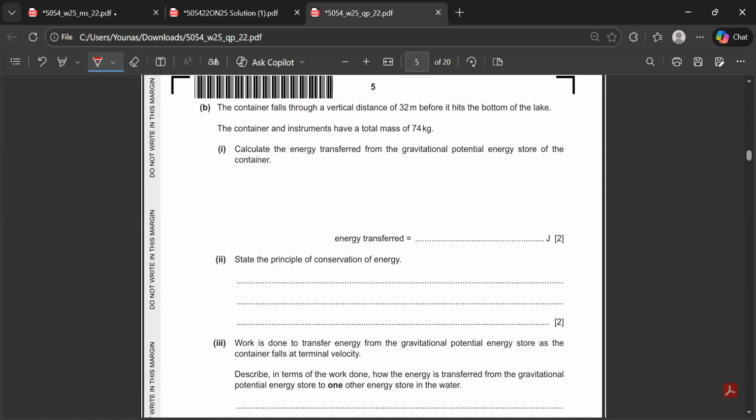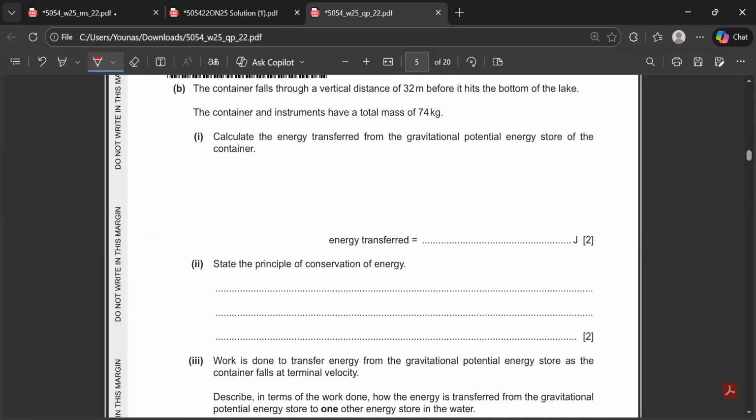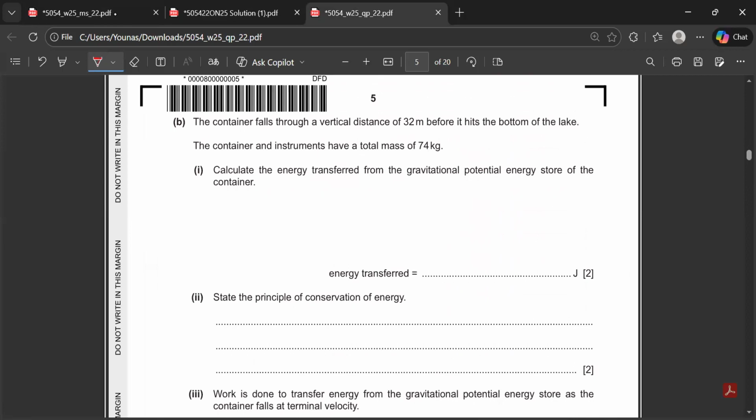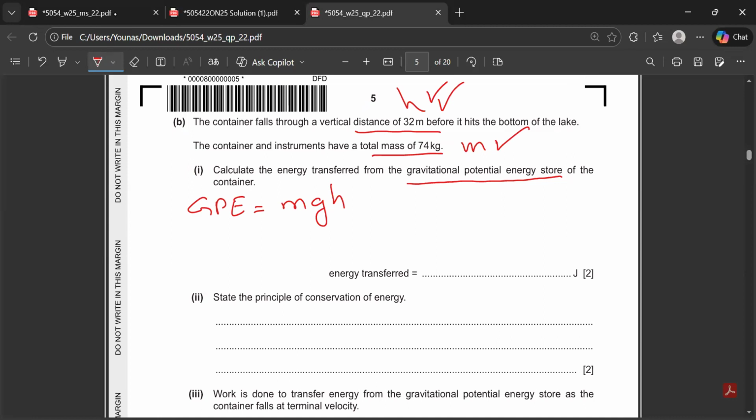Okay. Question number 2 is the B part. He says the container falls through a vertical distance of 32 meters. So that is the h. Before it hits the bottom of the lake, the container and the instruments have a total mass of 74 kg. Calculate the energy transferred from the gravitational potential energy store of the container. You know the gravitational potential energy is equal to mgh. The m is given here, the h is given here, and the g value is 9.8.